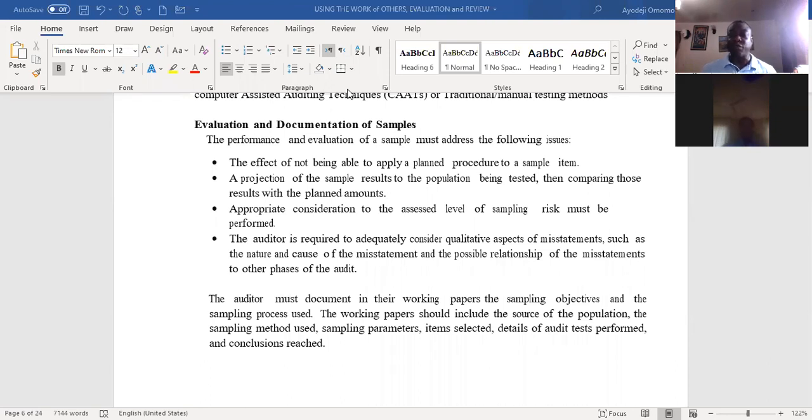Appropriate consideration to the assessed level of sampling risk must be performed. That means you must assess to be sure what risk you are facing. Are you considering whether there is a sampling risk, and whatever you get, you need to document it.